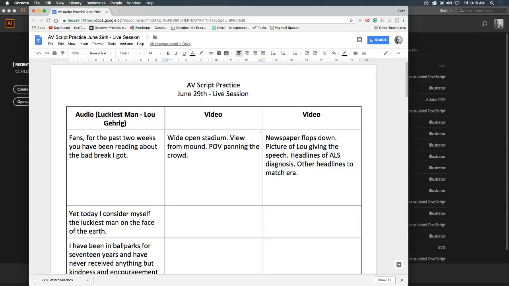Damon's looking up the flop effect. That's wonderful. So where would we go from here? So if we've got, let's say we dive off from the newspaper example. If the newspaper flops down, there's a picture of Lou giving a speech, and then he says, "I consider myself the luckiest man on the face of the earth." Where would we go with this?